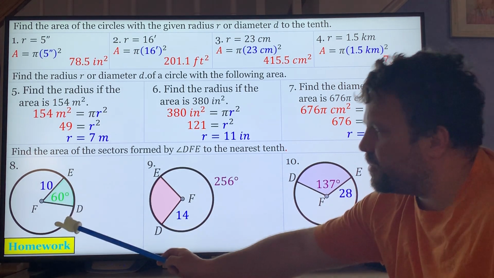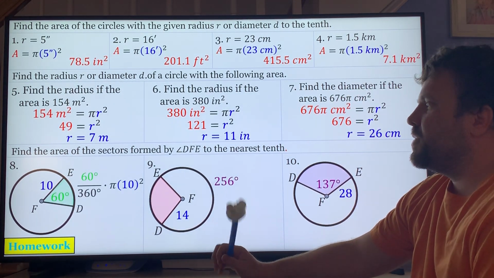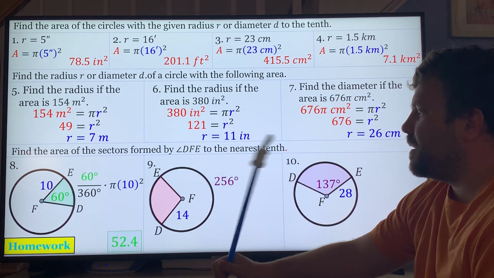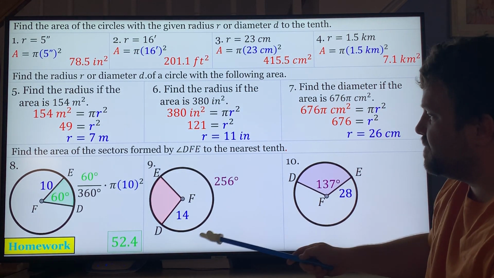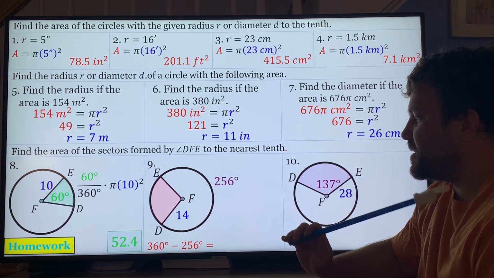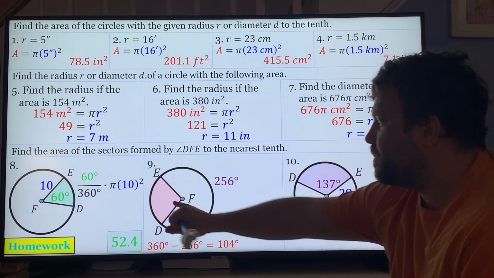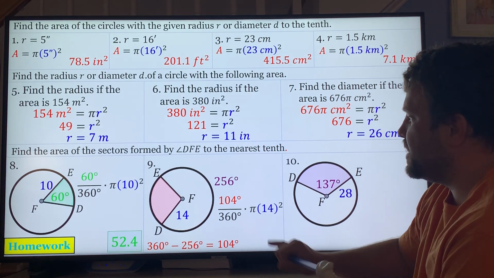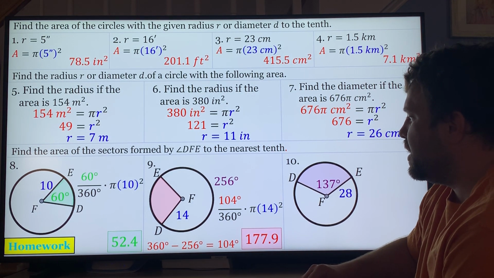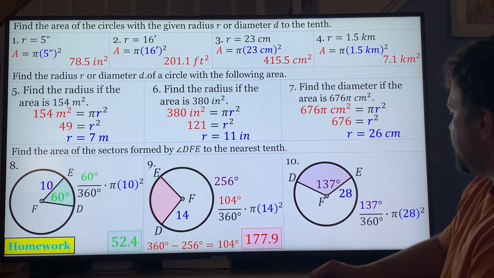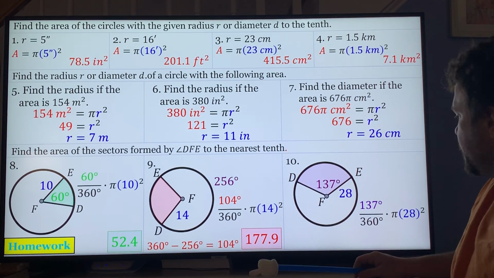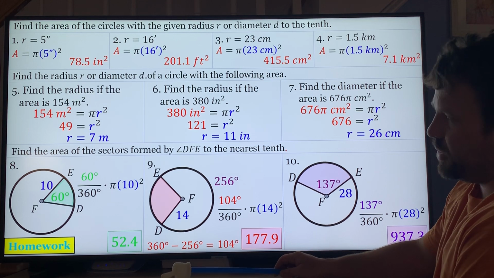Last three, the three important ones. 60 over 360 times pi times 10 squared is 52.4. If this is 256 here, this is 360 minus 256, which is 104. 104 divided by 360 times pi times 14 squared is 177.9. And then this one, 137 divided by 360 times pi times 28 squared gives you 937.3.